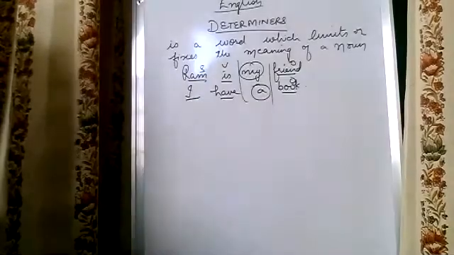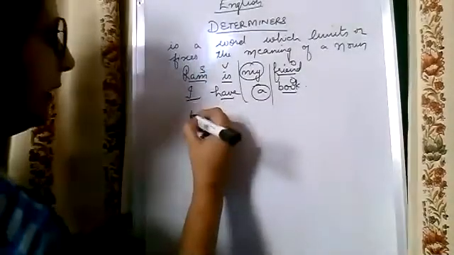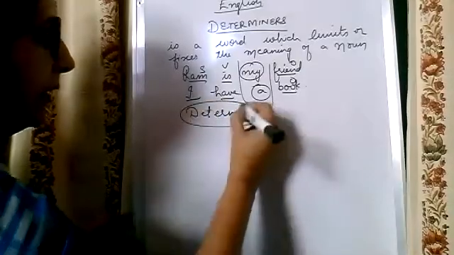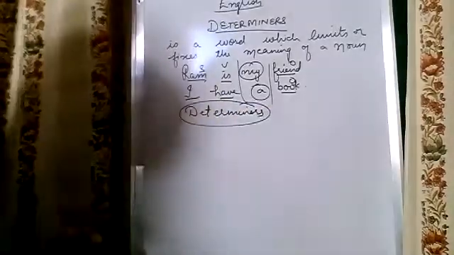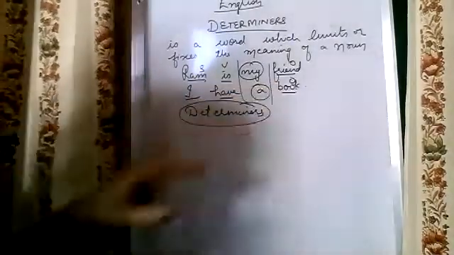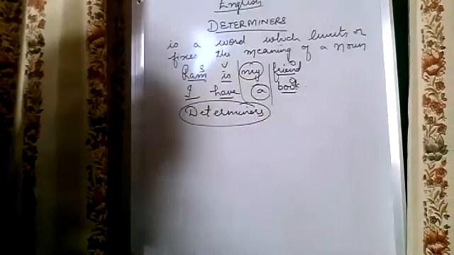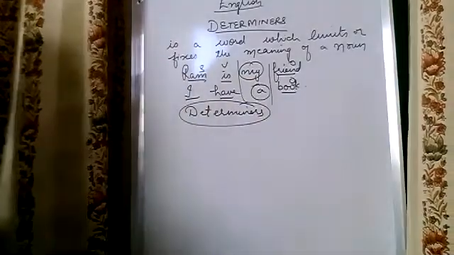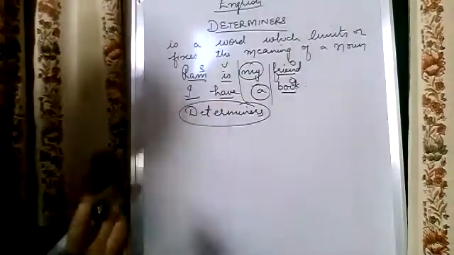So these words are called determiners because they determine. Why are they called determiners? Because they determine the meaning of a noun, right? So now we are coming up to the next point.